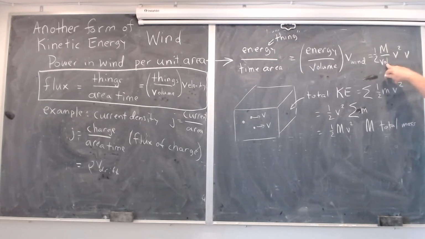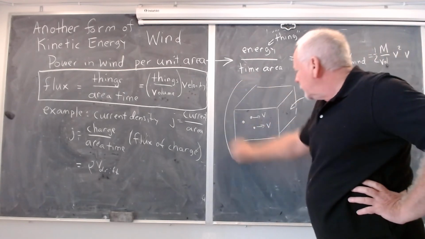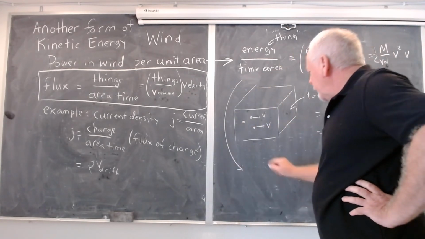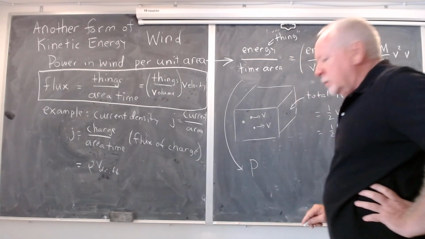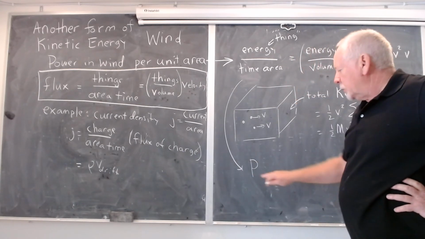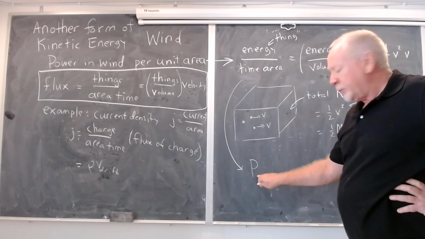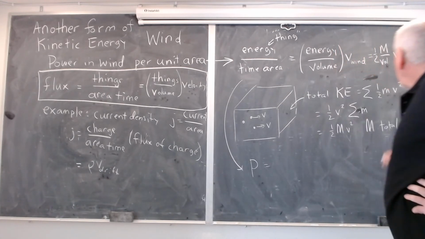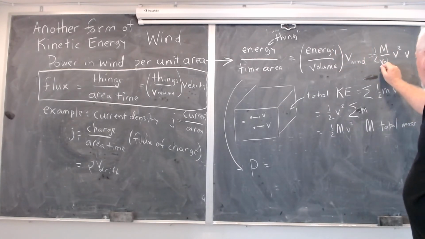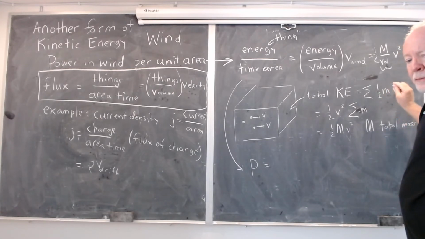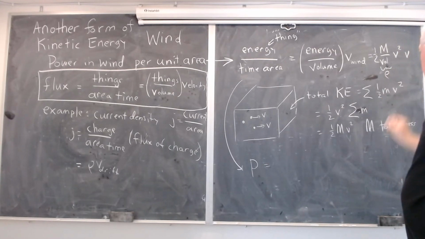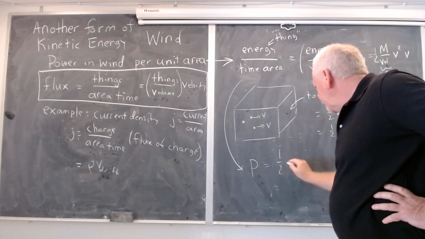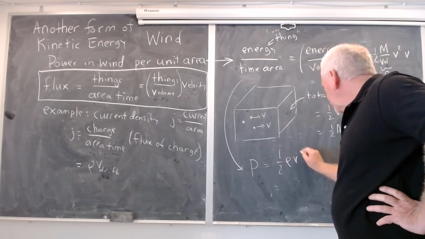But the total mass of all the air molecules divided by the volume is just the density of air, the mass density of air. So what we come down to is that the energy per unit time per unit area, which we're going to label P, so in order to get W, the power, we multiply that times area, is equal to, and I think I used rho, in the textbook, 1/2 rho V cubed.